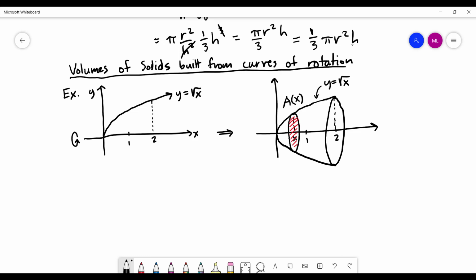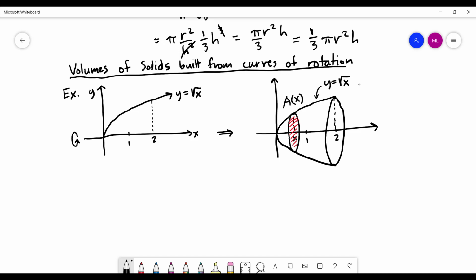Again, we do it in the exact same way. The formula is going to be pi r squared, the formula for the area of a circle, and the radius is just going to be the y value, the height of the curve. That's going to be our easiest way to figure out the radius. And in this case, we have an equation that tells us what the y value is. The y value is equal to the square root of x.